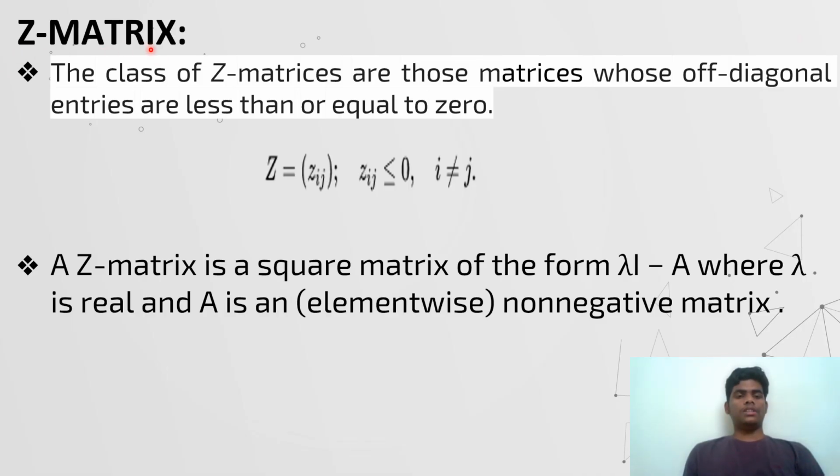What is a Z matrix? The class of Z matrices are those matrices whose off-diagonal entries are less than or equal to 0. That means Z = (Zij), where Zij ≤ 0 for i ≠ j. A Z matrix is a square matrix of the form λI minus A, where λ is real and A is an element-wise non-negative matrix.